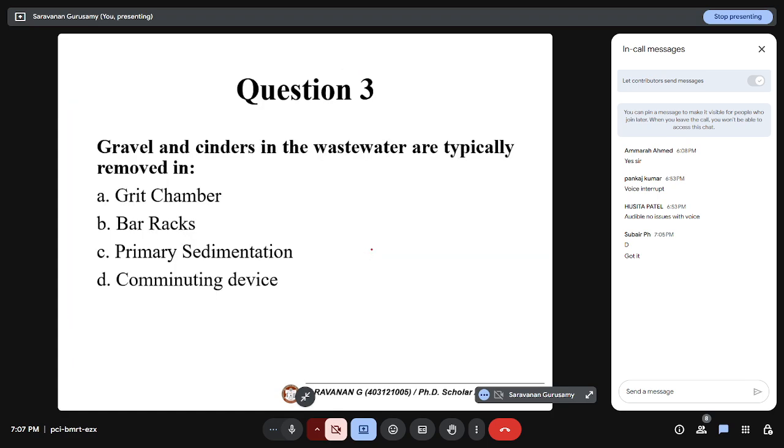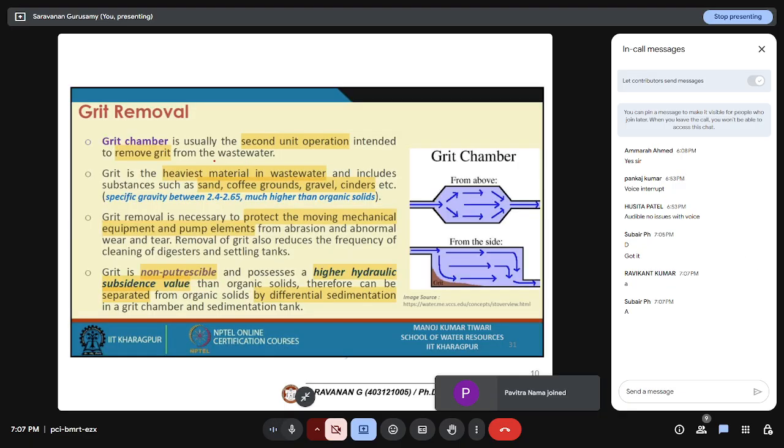Gravel and cinders in the wastewaters are typically removed in: gravels and cinders, grit chamber, bar racks, primary sedimentation, or a fuminating device. Yes, grit chamber is correct. Bar racks will remove larger particles. Primary settling tanks will remove sand particles. So grit chamber is correct. The grit chamber is the second unit operation after the screen. It will remove the heaviest material like sand, coffee grounds, gravel, and cinders.